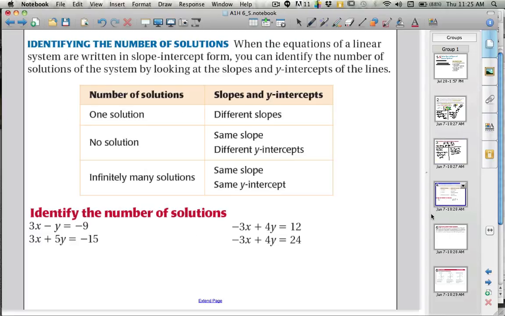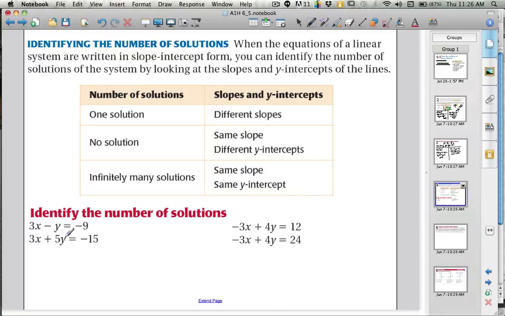Okay, let's take a look at the idea here from the book, which is exactly what I've just described to you. If there's one solution, my two equations have different slopes. If there's no solution, same slope, different y-intercepts. Infinitely many solutions, same slope, same y-intercept.